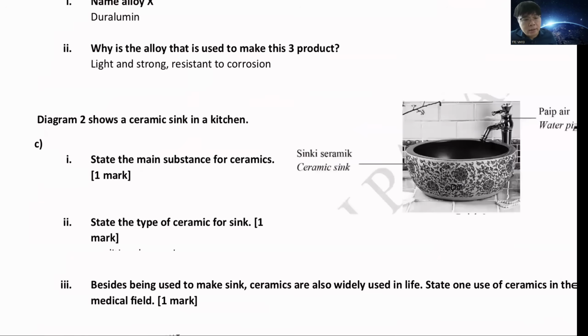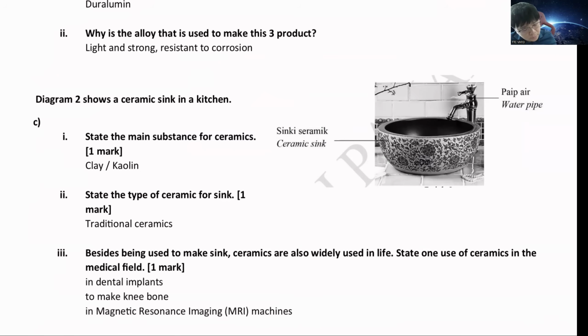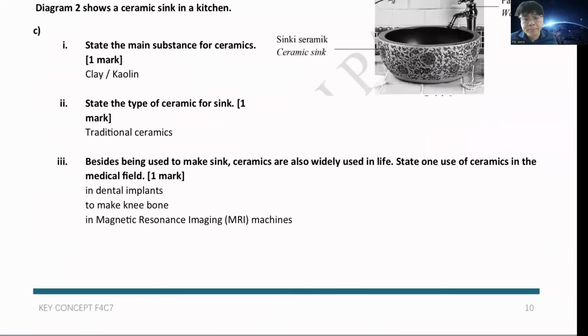Okay, then this is the kitchen. The main component of ceramic will be kaolin or clay. So this is a traditional ceramic that can be used to make dental implants, knee bone, all these are traditional ceramics. How do you use them?